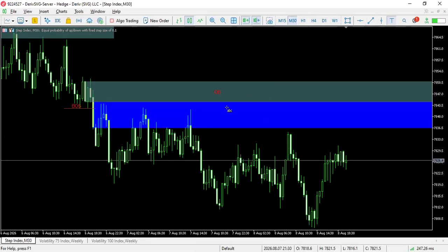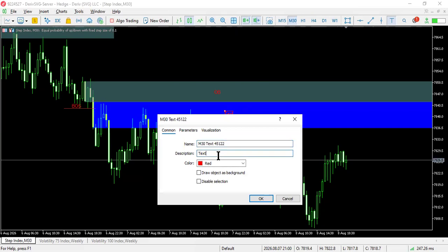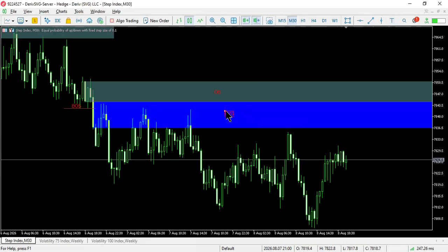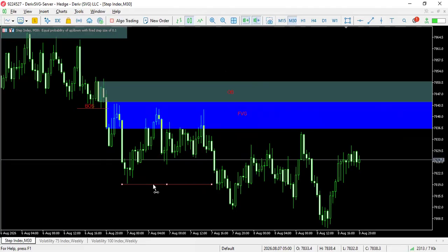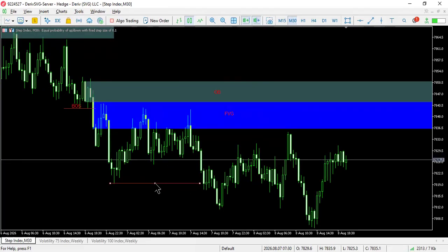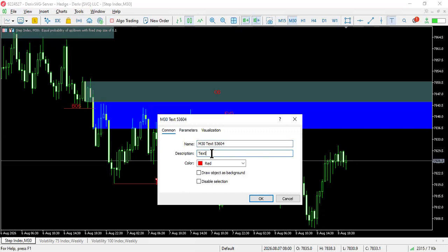And for step index, from my back testing results, I've seen that step index likes to react from the fair value gap. Hence, when I place my trades, I always look for entries at the FVG. And then we have this break of structure. We have that break of structure.